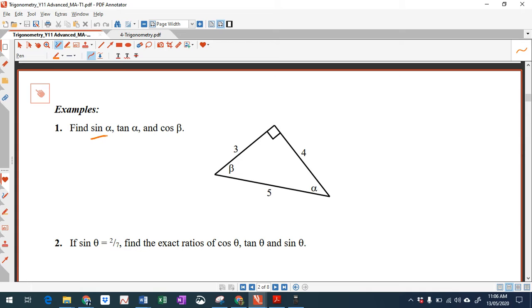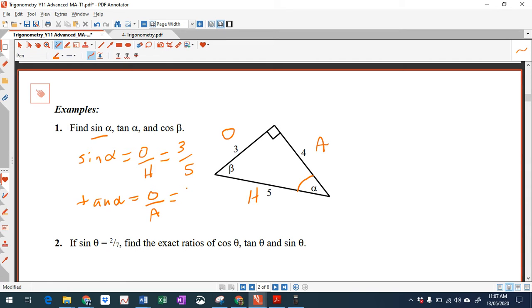Sine alpha. Well, where's alpha? Here is alpha. So this is the opposite side to alpha, this is the adjacent side to alpha, and this is the hypotenuse. Okay, so sine alpha equals opposite over hypotenuse, which in this case will be 3 over 5. Tan alpha is opposite divided by adjacent, which will be 3 over 4.